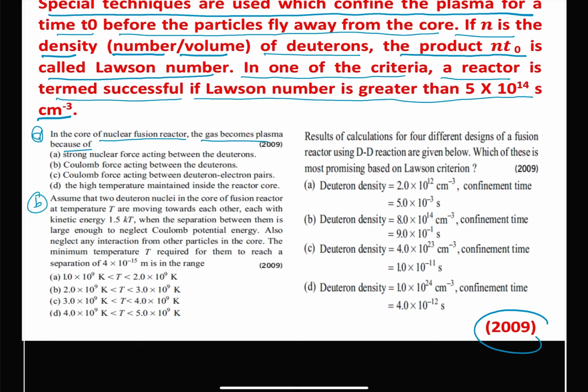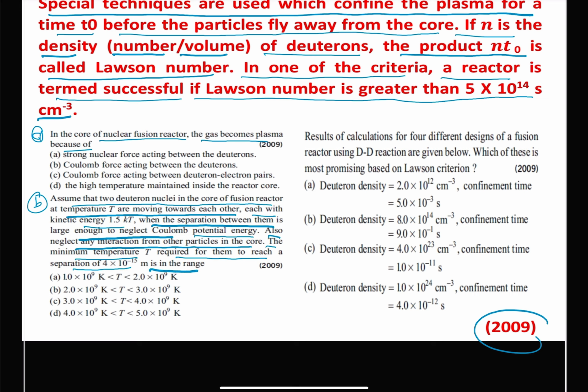Part B: assume 2 deuteron nuclei in the core of a fusion reactor at temperature T are moving towards each other, each with kinetic energy of 1.5 kT, where the separation between them is large enough to neglect Coulomb potential energy. Also neglect any interaction from other particles in the core. The minimum temperature T required for them to reach a separation of 4 × 10^-15 meter is in the range of.